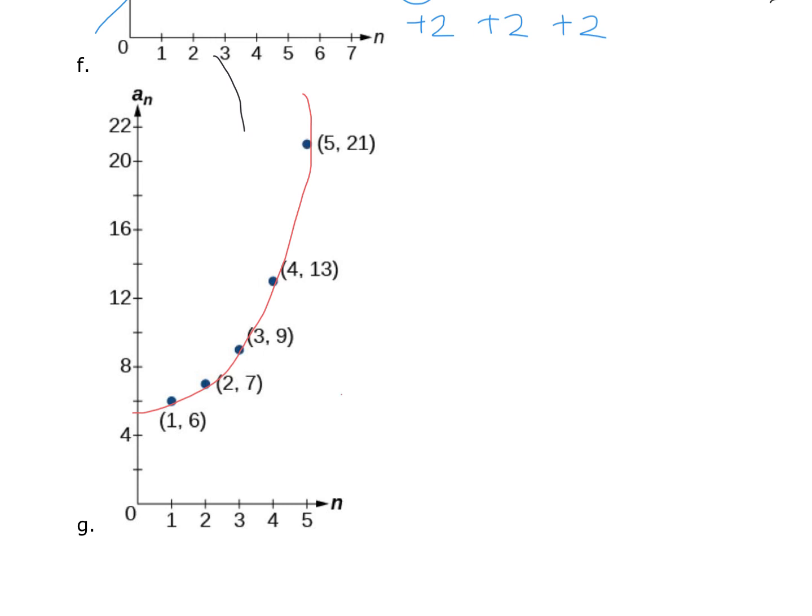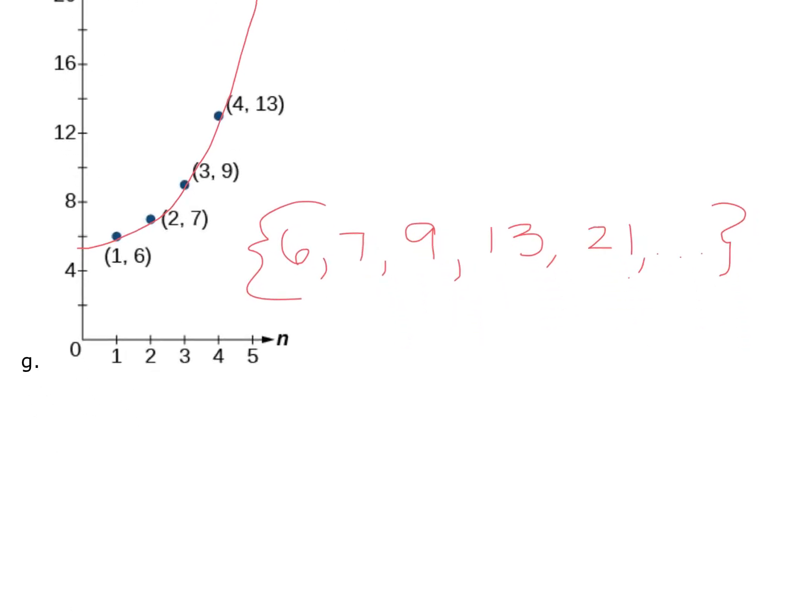So if I put in 1, 6 comes out. If I put in 2, 7 comes out. If I put in 3, 9 comes out. If I put in 4, 13 comes out. If I put in 5, 21 comes out. And then it continues on, of course, like that. So this looks more like an exponential.